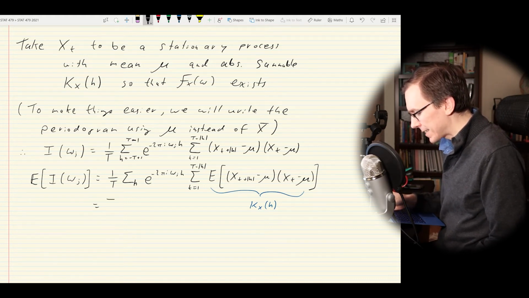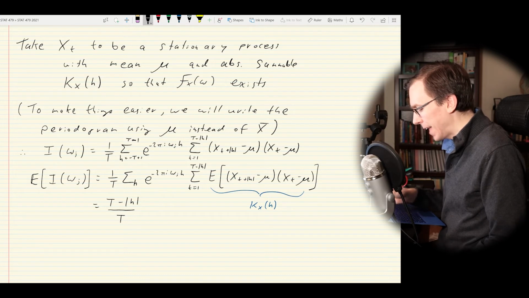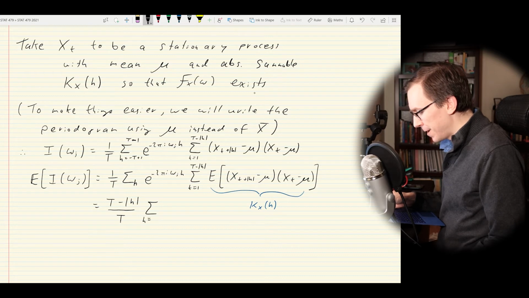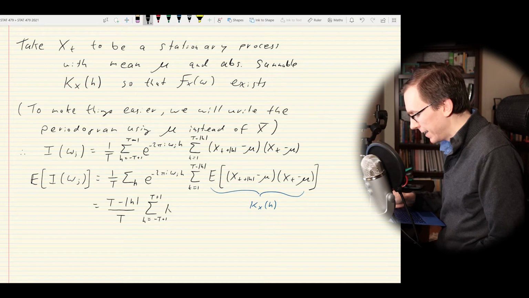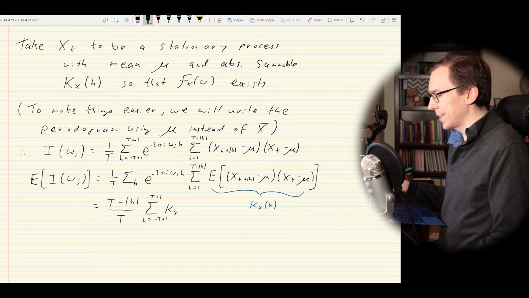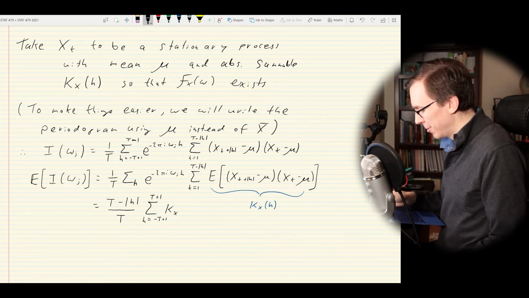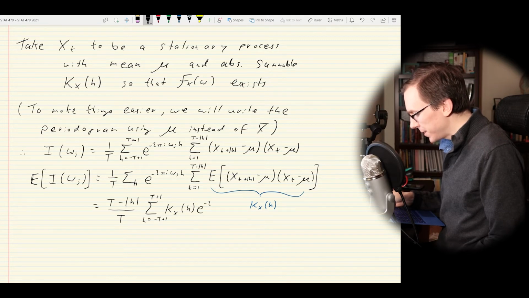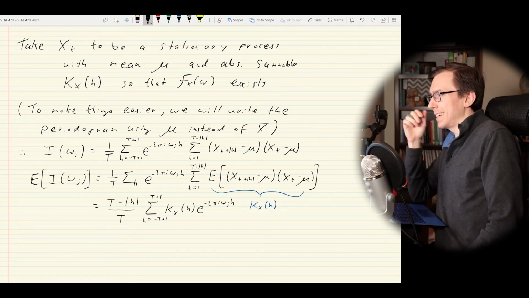So what I end up with is actually a capital T minus h, which is the number of terms in that inner sum, divided by t, which is the t from out front here. And then I sum over all h from minus t plus 1 to t plus 1 of k. Oh, no hat, because I took an expected value. So now we're not dealing with the estimated autocovariance. We're dealing with the true autocovariance. It's always good to keep track of all those things. Okay, so we get something that looks like that.